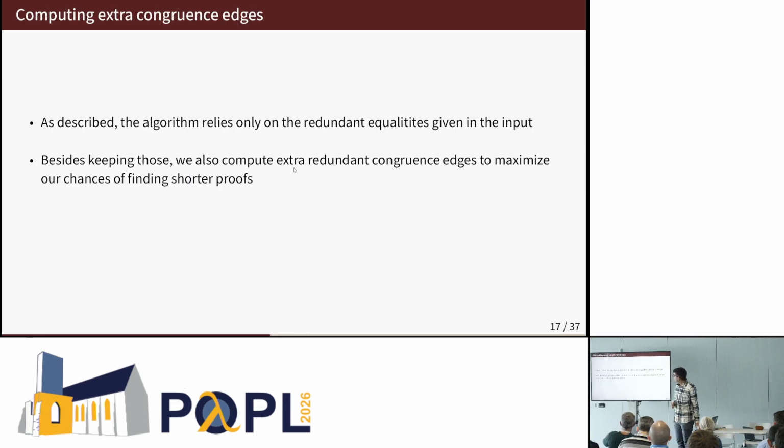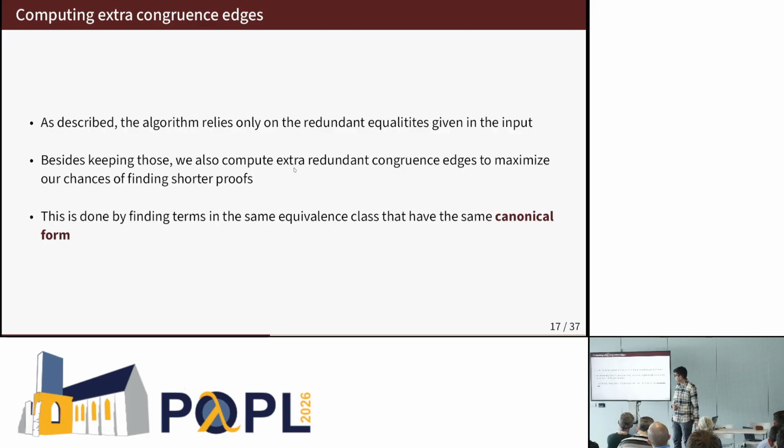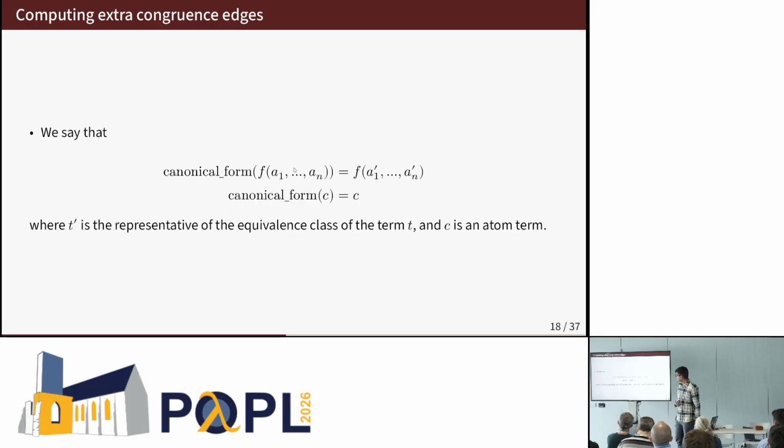Right. So the way I described it until now, this algorithm depends on the input having enough redundant equalities so we can find shorter paths and actually have an improvement in the explanation size. That's not ideal. So on top of that, we also compute extra redundant edges to maximize our chances of getting a shortcut in the graph. The way this is done is we find terms that are in the same equivalence class and have the same canonical form. The canonical form of a term is defined as: if you have a function application, you take each of the arguments, take the representative of the equivalence class of that argument, and apply the function to that.